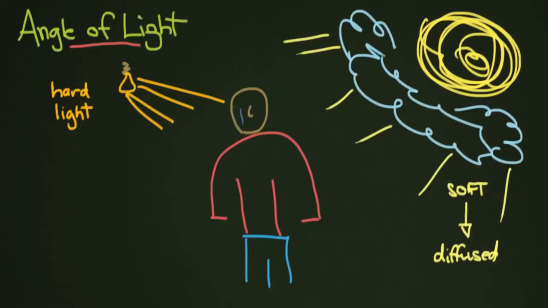Now, another way of talking about light is its angle and its direction. So more than just how hard that light source is, you need to consider where the light is coming from. So you can have light that's coming from, and we're going to choose a different color here, a strange color for light, we're going to choose pink. So you can have light that comes from above, so it's going to be high angle. You can have light that comes from below, so low angle.